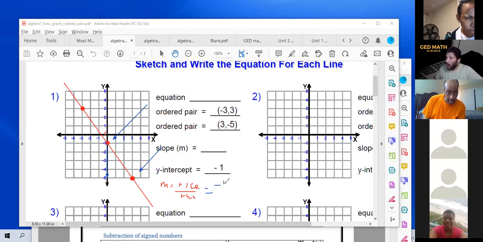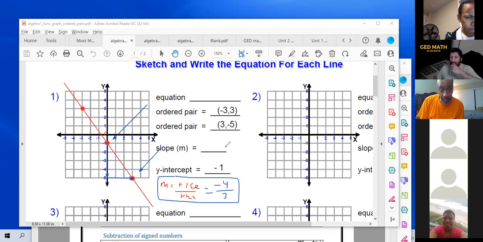Now, is that positive or negative 4? Negative 4. Why is it negative 4? Because what direction did we go? Down. So our rise is negative 4. Now, in order to get to that point, what direction do we need to go? Right. Count with me. 1, 2, 3. What is our run? 3. So we know our rise is negative 4, and we know our run. We now found the slope. What is the slope? Negative 4 over 3.